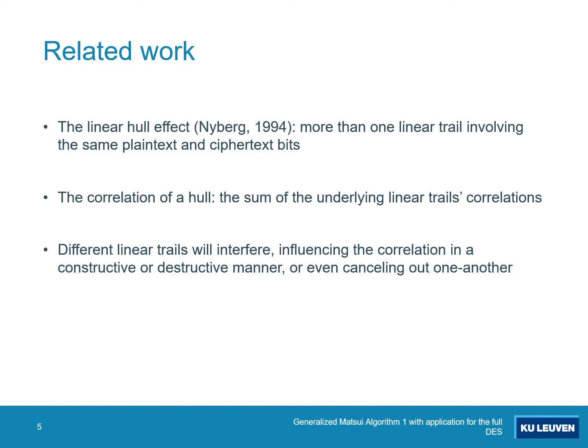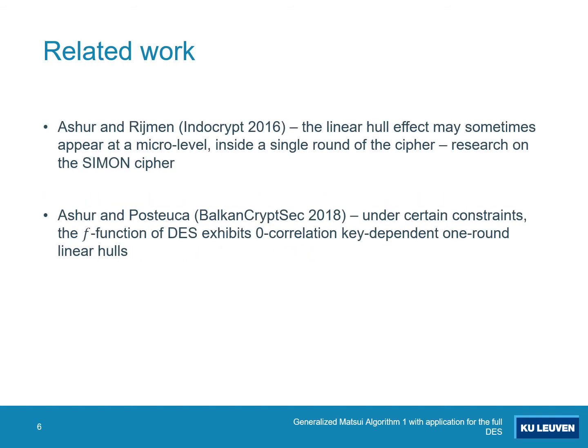She noticed that there might exist more linear trails involving the same plaintext and ciphertext bits, this being called the linear hull effect. Since the correlation of a hull is computed by adding together the correlations of all the underlying linear trails, different trails will interfere, influencing the correlation in a constructive or destructive manner, or even cancelling out one another. At Indocrypt 2016, Tomer Ashur and Vincent Rijmen noticed that the linear hull effect may sometimes appear at a micro level, inside a single round of the cipher. Their research and observations were applied to the Simon cipher.